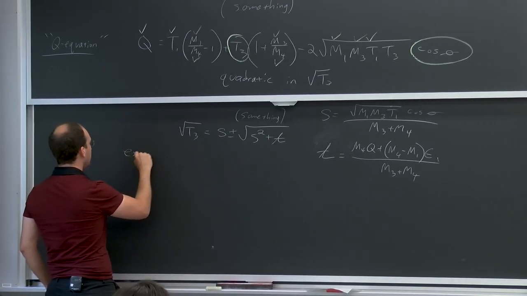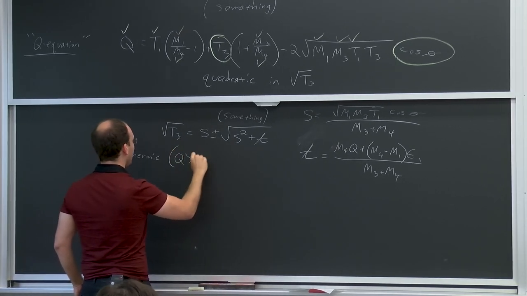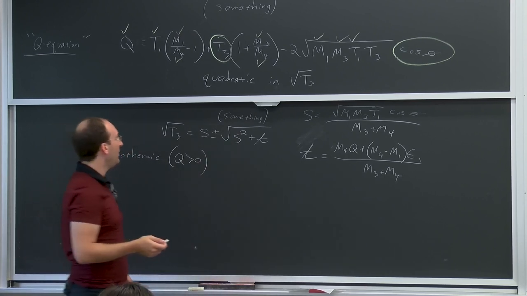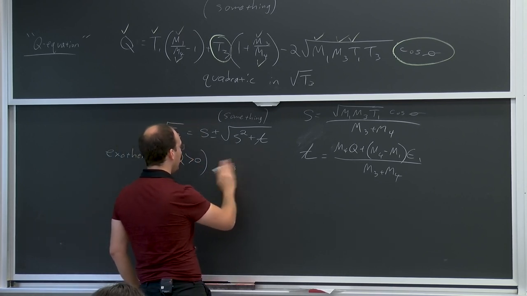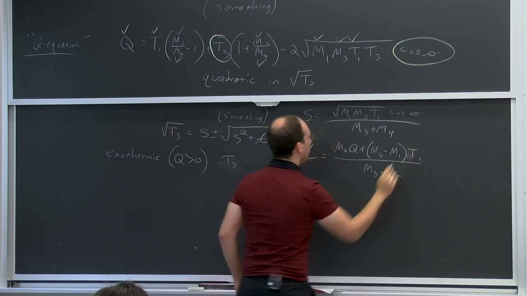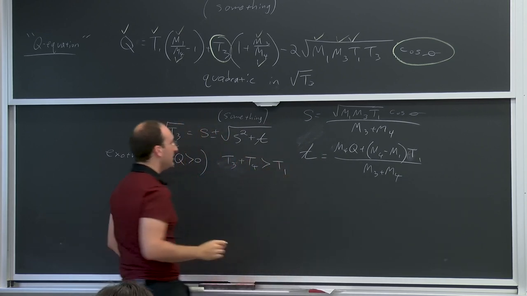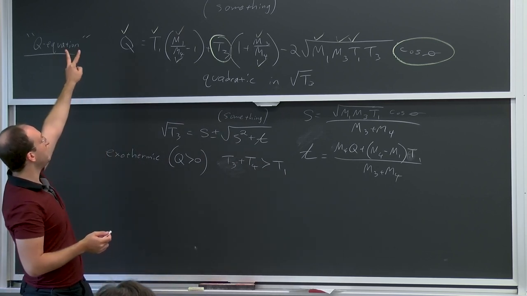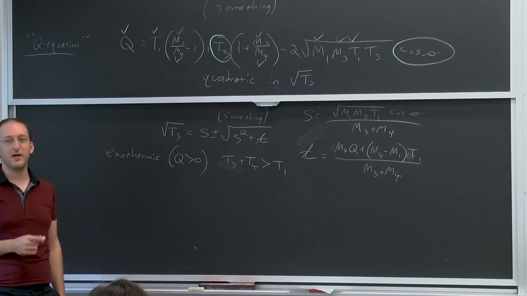For exothermic reactions, where Q is greater than zero, any energy E1 gets this reaction to occur. And all that that says, well, it doesn't really say much. All that it really says is that T3, and let me make sure that I don't use any sneaky E's in there, plus T4 has to be greater than the incoming energy T1. That's the only real implication here, is that some of the mass from particles 1 and 2 turned into some kinetic energy in particles 3 and 4. So that one's kind of the simpler case.